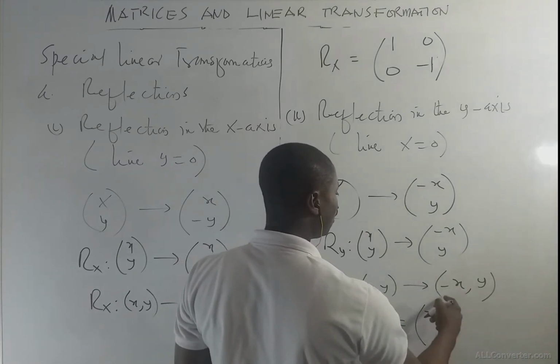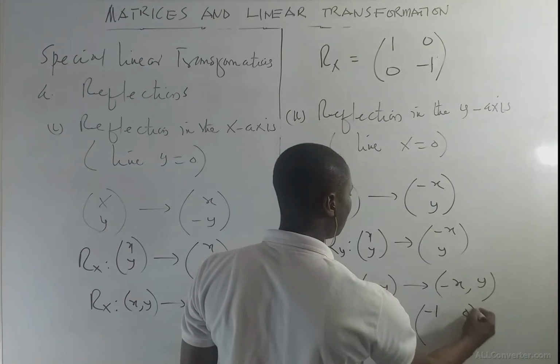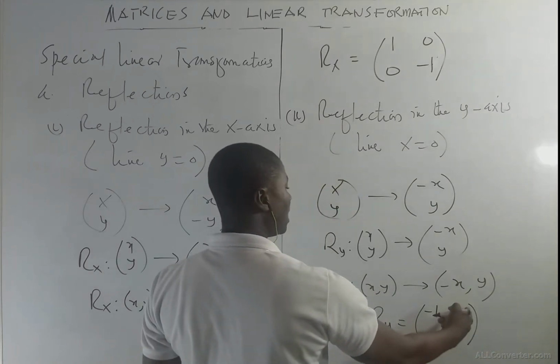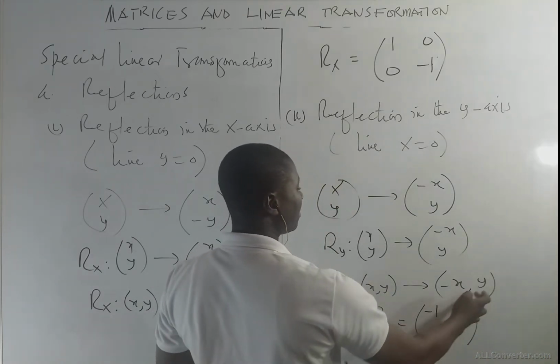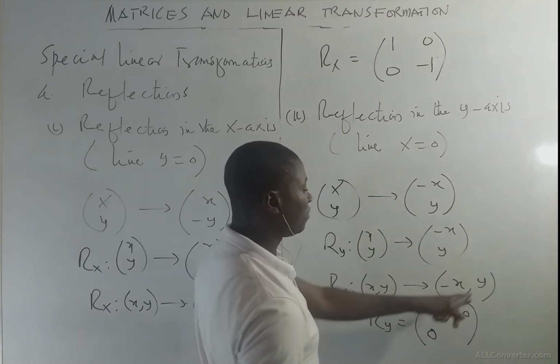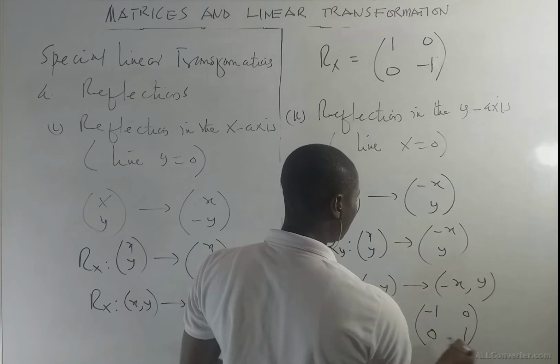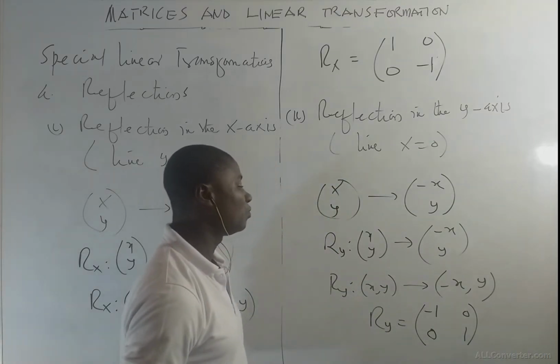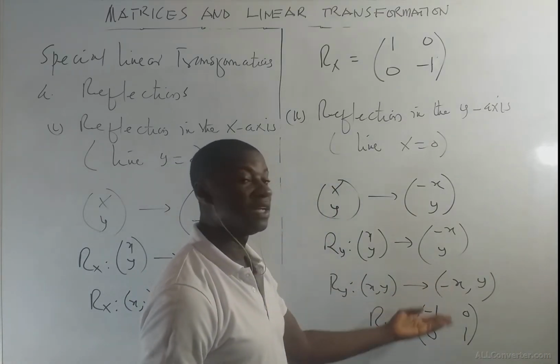So we have minus 1. There is no y term before the comma, so we have 0. We are done with the first row. Now after the comma, there is no x term, that means that we have 0, and the coefficient of the y term is 1. I guess you understand what you are doing, because you have already looked at how to write a matrix when you are given the linear transformation.